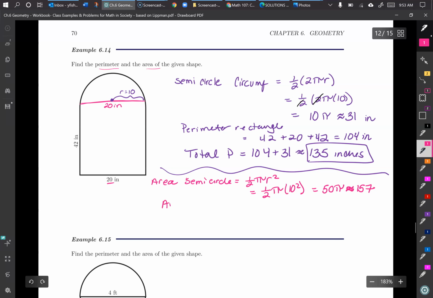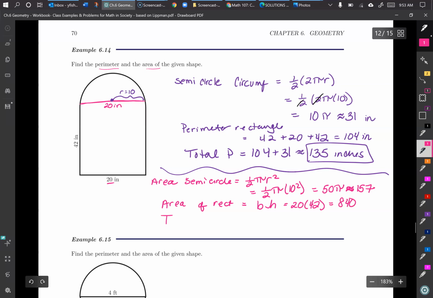And then the area of the rectangle is going to be half. Oh, sorry, not half. Just base times height, or length times width, however you want to word it. And that's going to be the 20 times 42, and that comes out to be 840.